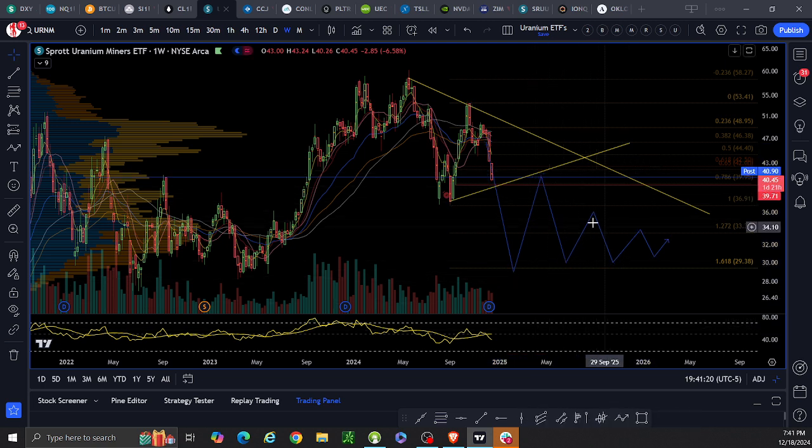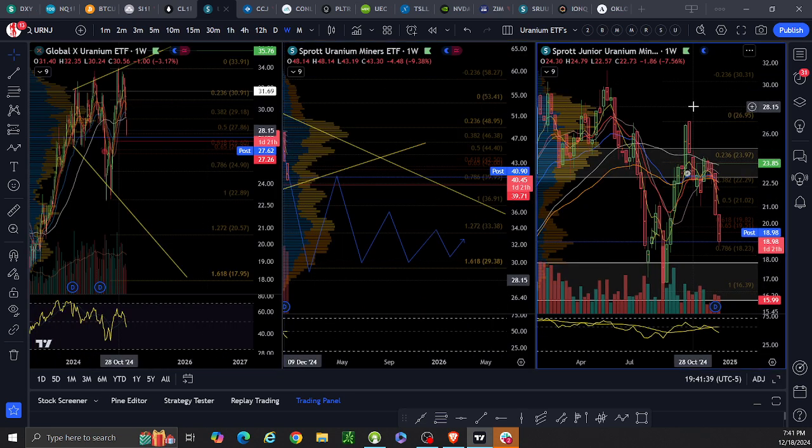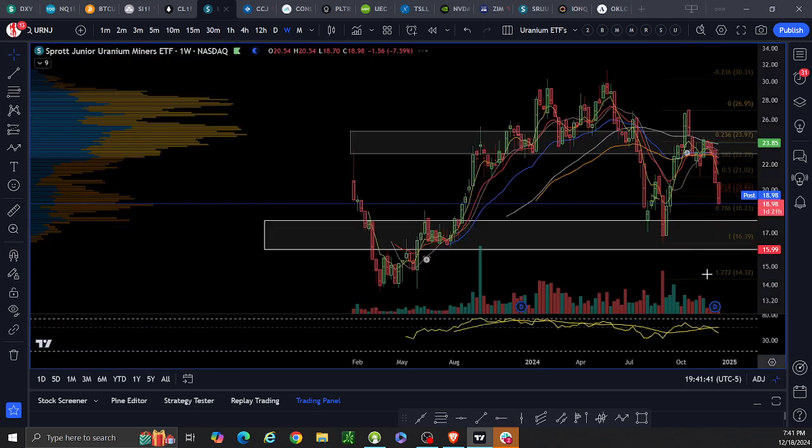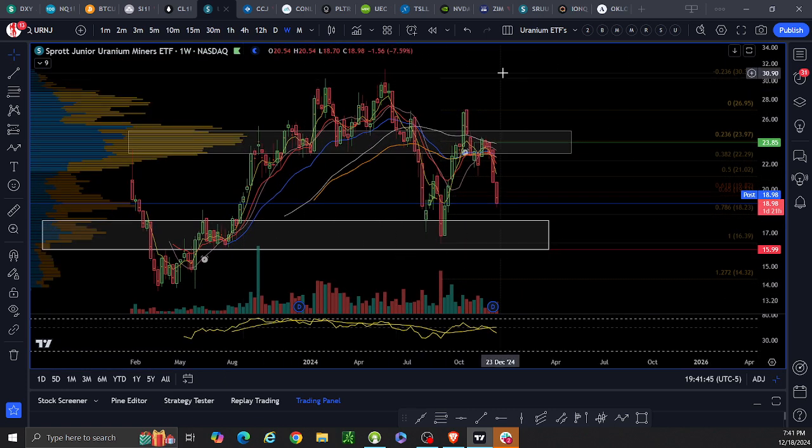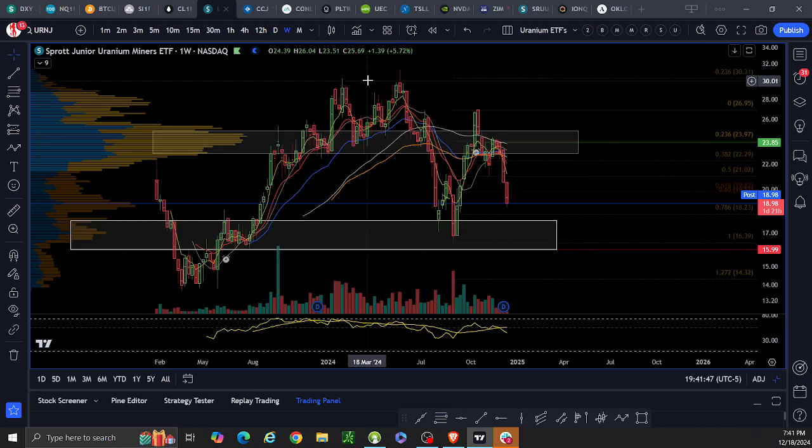I want the tightening range, and then we can see which way it's going to go. If this tightening range breaks bull, maybe then we just have to fight through some more resistance. But that's how it is. URNJ is not going to be much different here. Let's just look so we don't get caught. Same type of deal. Looks exactly like URNM.